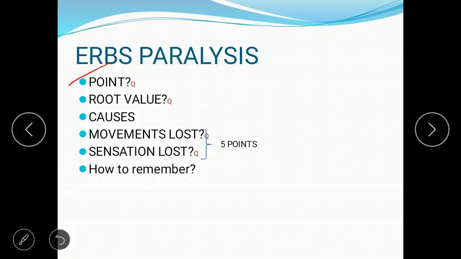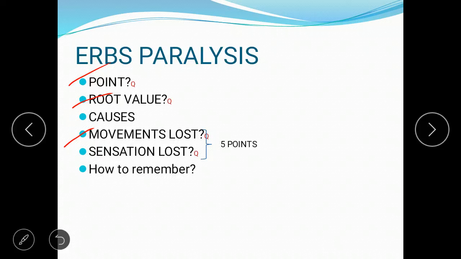Coming to the causes, we are done with Erb's point, then root value, then movements lost. Let me revise movements that are lost. See, my arm is adducted, therefore the abduction movement at the shoulder is lost, therefore deltoid function is lost, therefore axillary nerve is paralyzed, and axillary nerve root value is C5 to C6. Okay, my forearm is extended, therefore musculocutaneous nerve is paralyzed, and the root value of musculocutaneous nerve should be C5 to C6, but it also has root value C7, therefore the proper root value of musculocutaneous nerve is C5, C6 and C7.